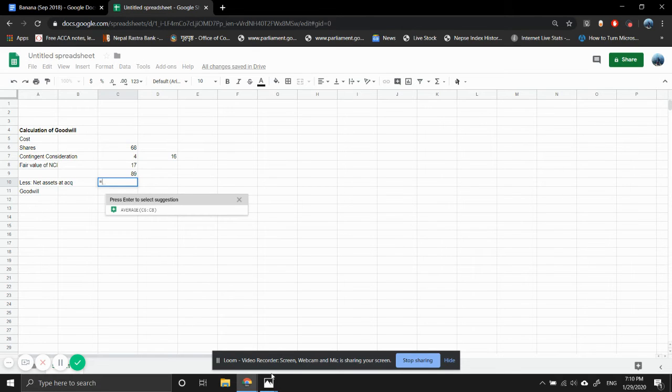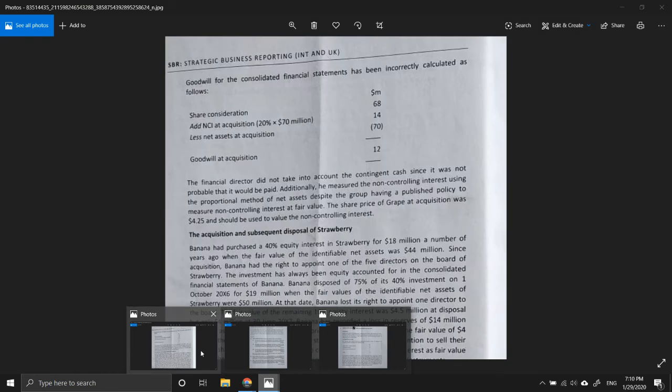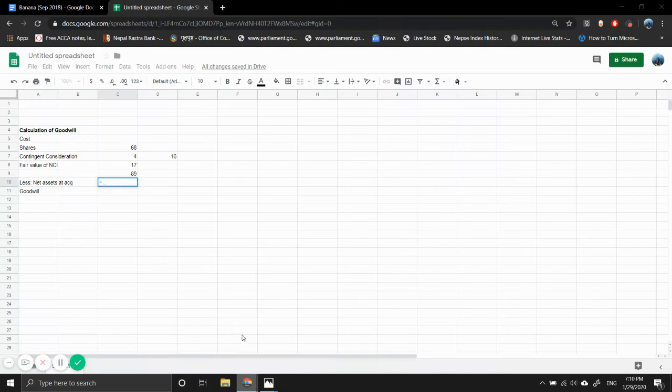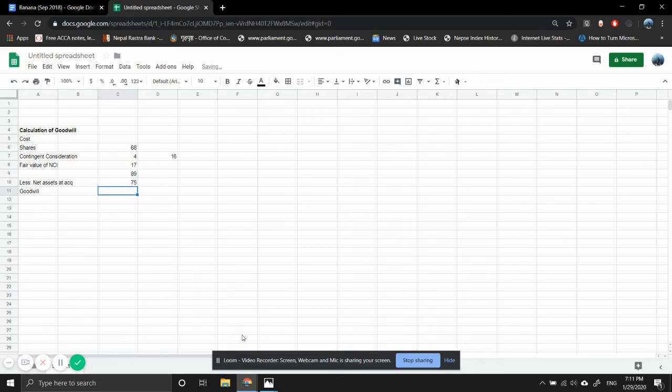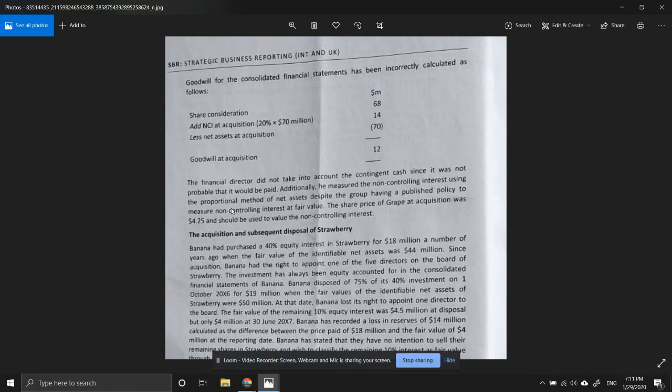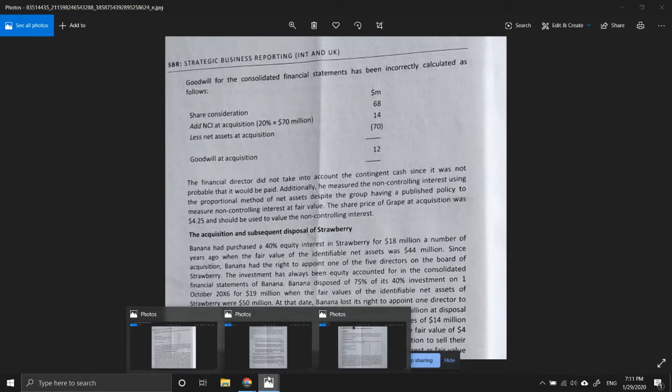What about net assets? $70. Any revaluation? Yes, there is, I guess, land which has not been included in 70. Okay, so 75, right? Since it is land, there would not be any excess depreciation as well. So the goodwill would have been 14, right? Anything else that I'm missing? So it has calculated 12, whereas we have calculated 14, right? Okay. So our calculation part has been done.